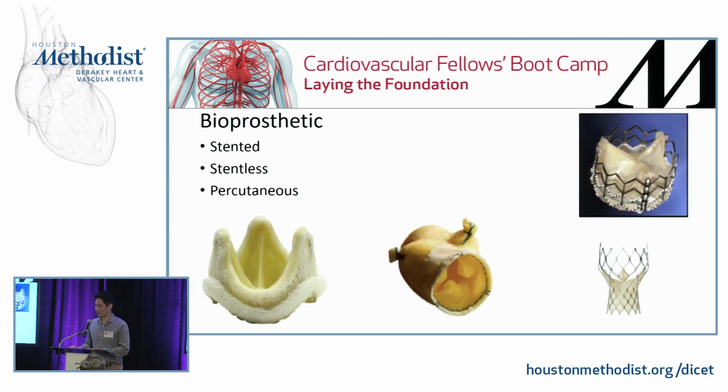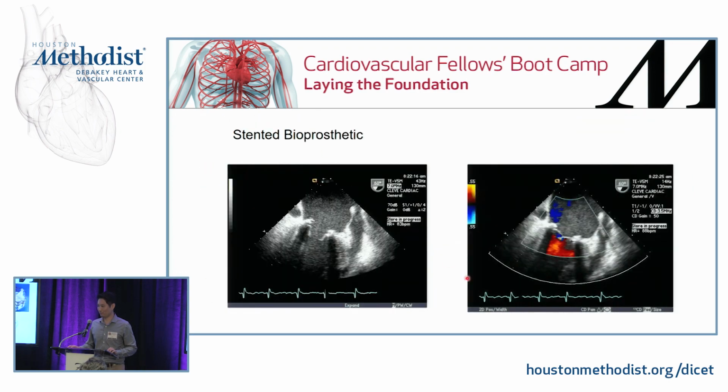Moving on to bioprosthetics, there are 3 different kinds: stented, stentless, and percutaneous. The stented valve has a sewing ring that's mainly made out of Dacron and usually has bovine pericardium for the most part. You can see here that the sewing ring causes shadow artifact over here. Sometimes it could cause specular reflection up here. That is one of the challenges with the bioprosthetics.